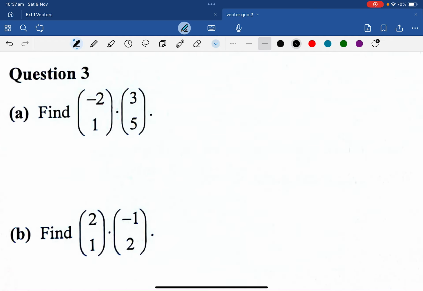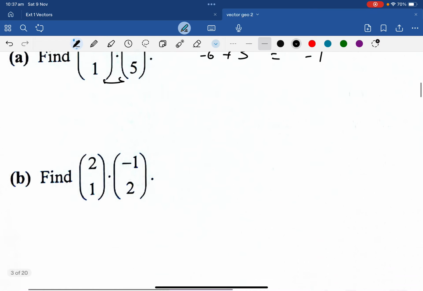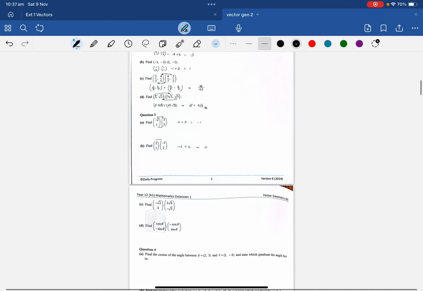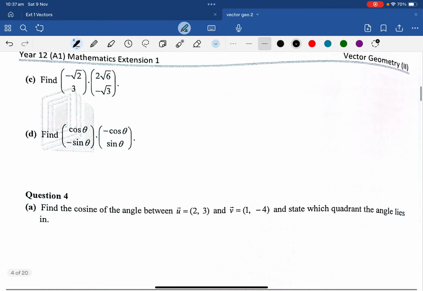The next one, similar question. Multiply the x components, then the y. So that's minus 6 plus 5, which is minus 1. Same thing here. X components multiplied, minus 2. Multiply the y components. What's that? 0. Nice. Let's move on to the next page now.